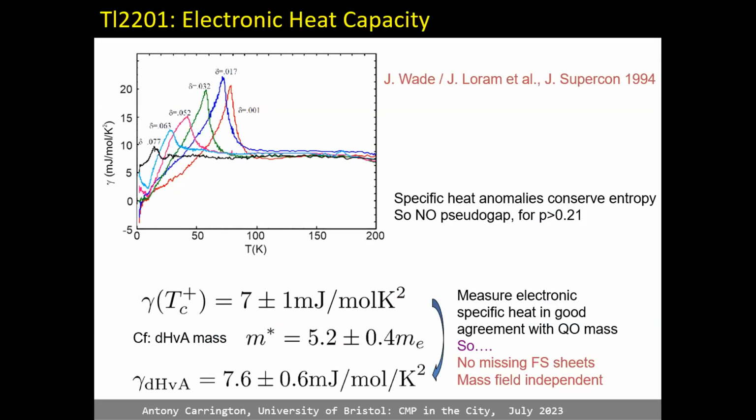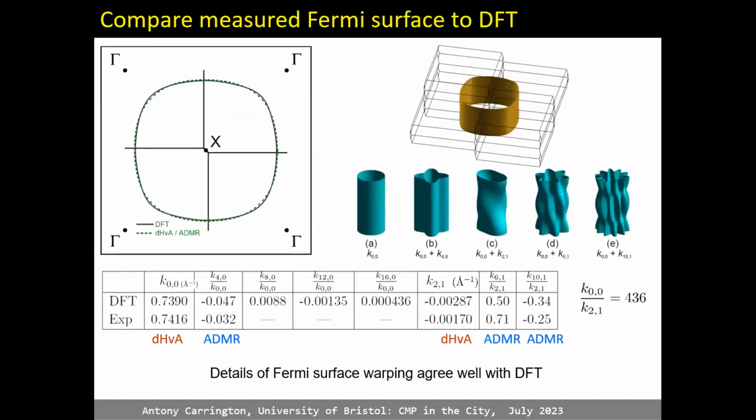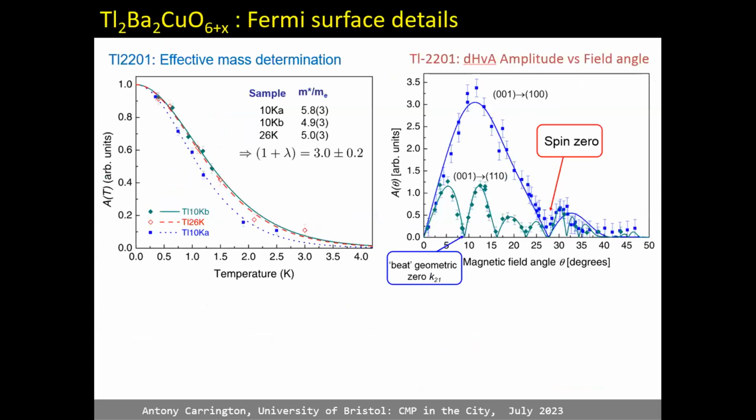Okay, so also you showed a spin zero. What does that tell us about the spin-orbit coupling or the anisotropy of the g-factors?